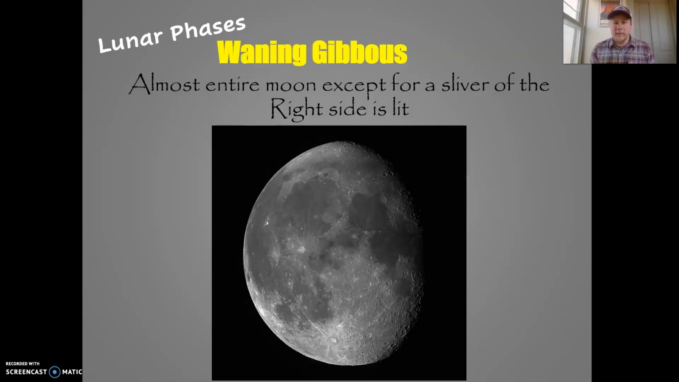A waning gibbous. There we've changed the name. Waning means getting smaller, and gibbous still means sort of inflated. So we can remember that it looks like a flashlight's sort of being swept from right to left across. Well, we know that that's not the case, but that might be a way to remember the order that these fall in. So almost the entire moon is lit up. That's the gibbous part. And since it's shrinking and the right side is dark, we call it waning. So waning gibbous.